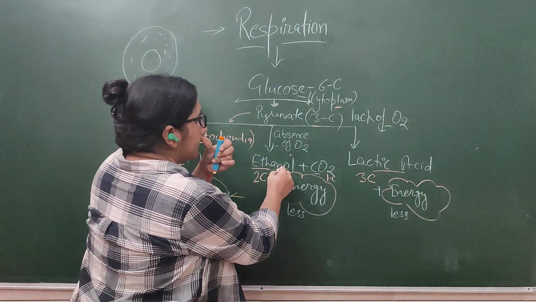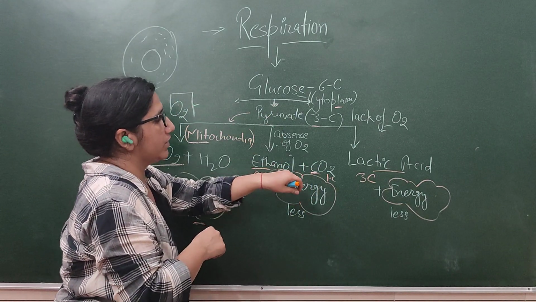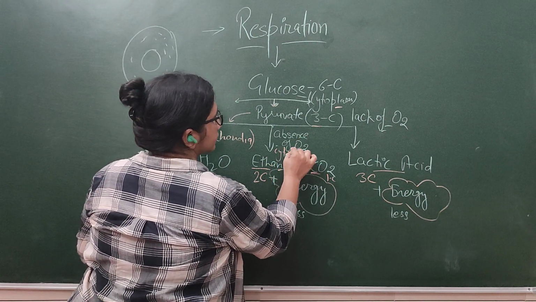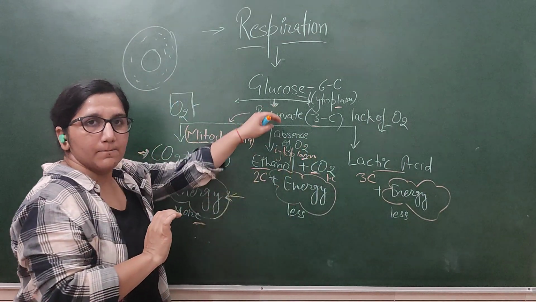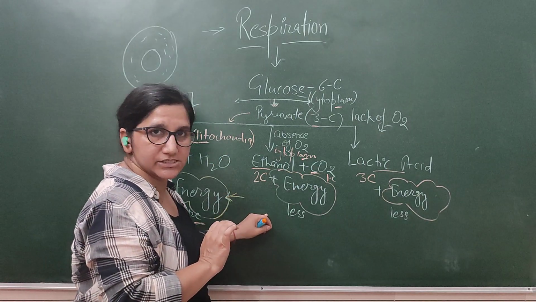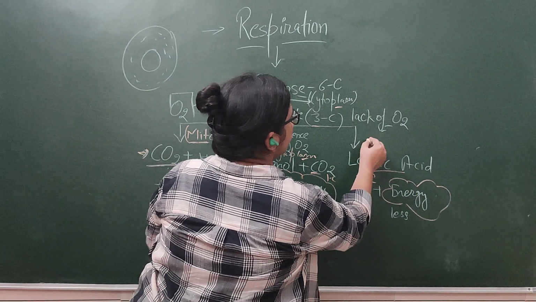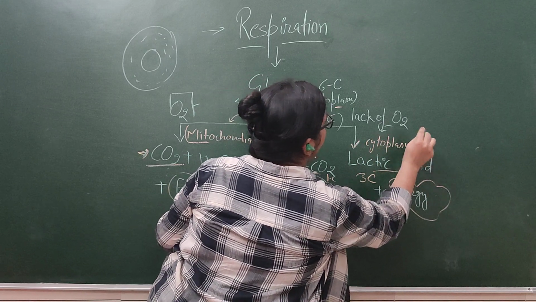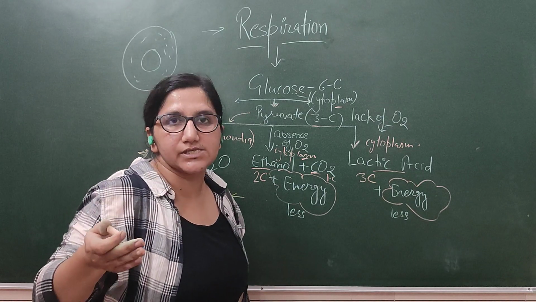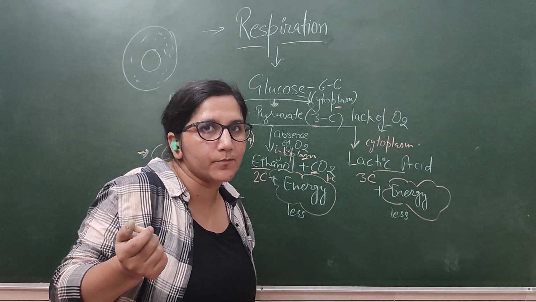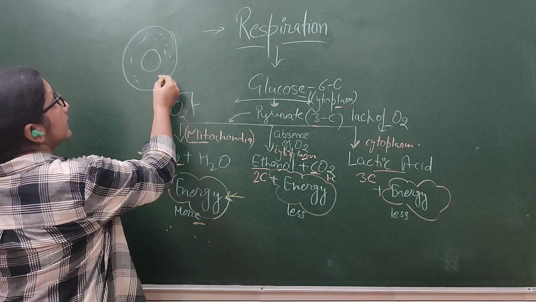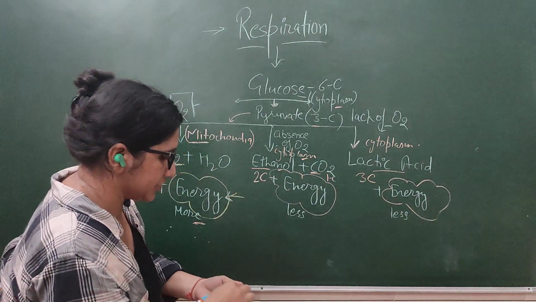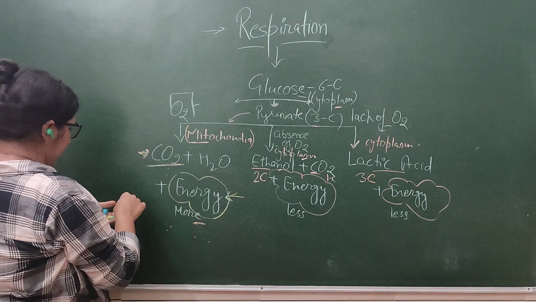So next is the conversion of pyruvate into ethanol and carbon dioxide. It will occur within the cytoplasm again. The complete process of this reaction takes place inside the cytoplasm, and again in the third case also it will take place within the cytoplasm. Now, what will be the most important point of this reaction? That is the examples: in which type of organism, which reaction is taking place.